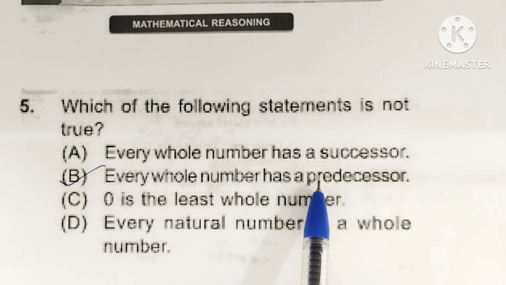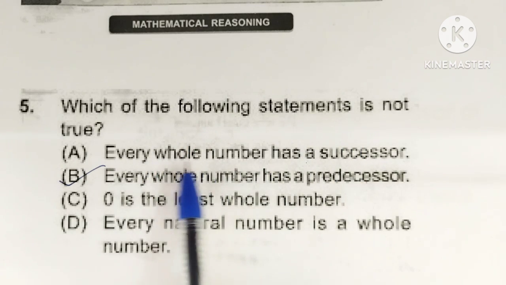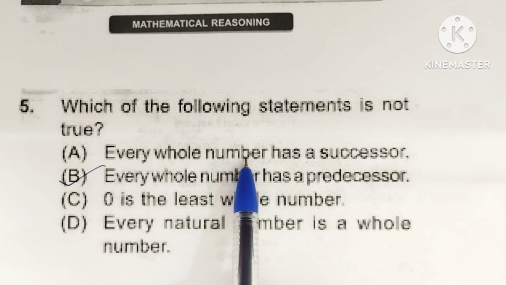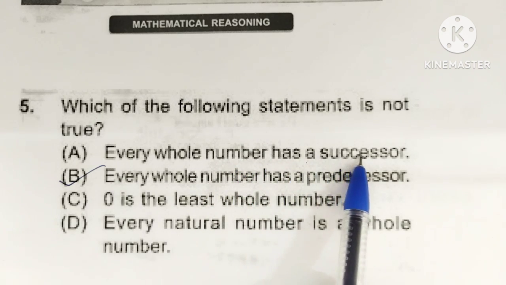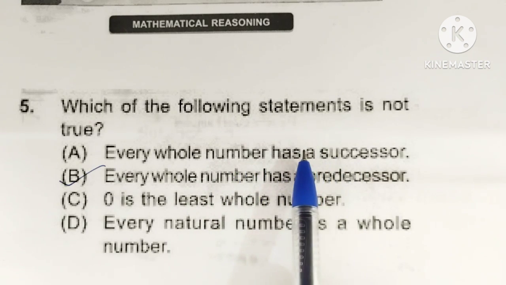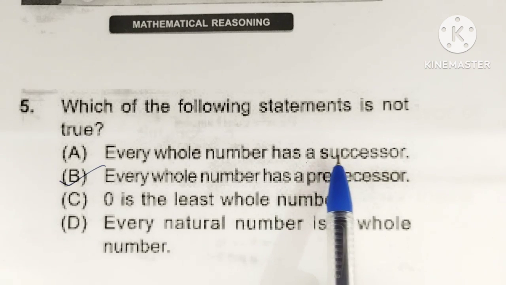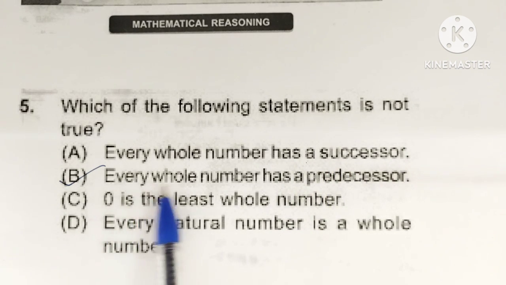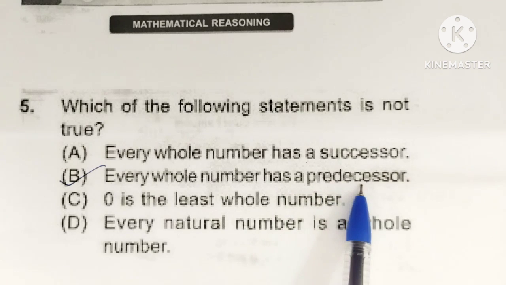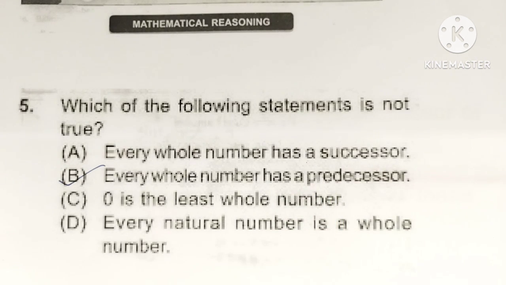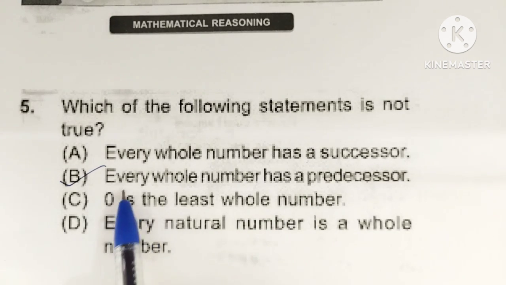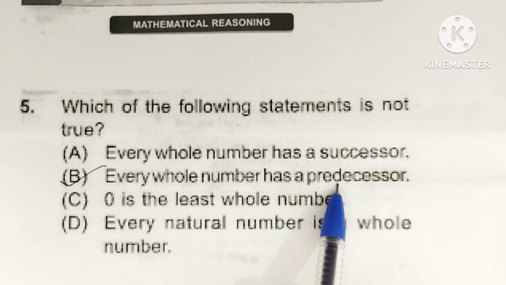Here the statement which is not true. Take any whole number, it has a successor. 1 we have taken, 2 is the successor of 1. And every whole number does not have a predecessor. Here the numbers start from 0, so we do not write any predecessor of 0. So every whole number has a predecessor is the correct option.